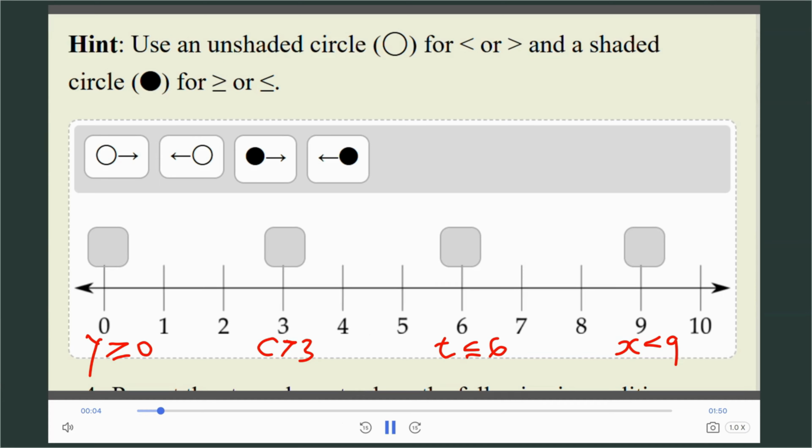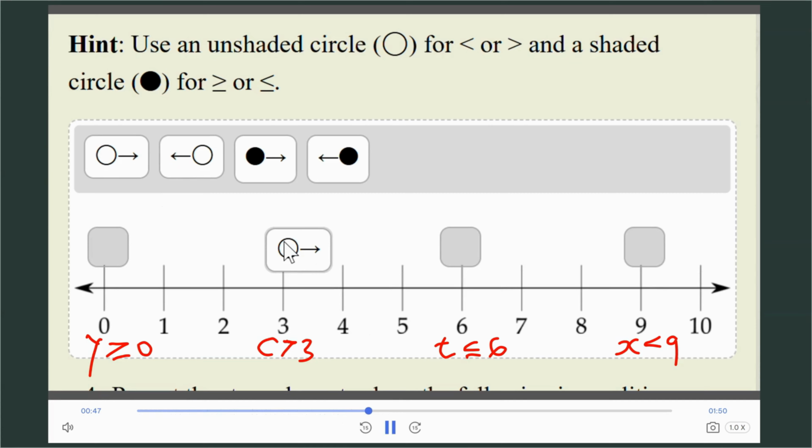Now let's look at this example here. Use the unshaded circle for greater than or less than, and a shaded circle for greater than or equal to or less than or equal to. In this case, we are going to look for c is greater than 3. For c is greater than 3, we're going to use the unshaded circle at 3, moving to the right side.